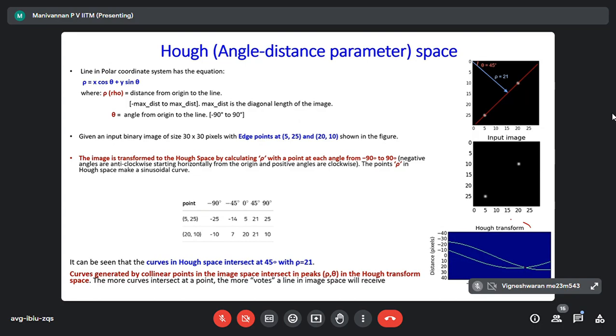They call it Hough transform, Hough space. You see here, it is intercepting at 45 degrees. Okay. So curves generated by collinear points in image space intersect at rho, theta in the Hough transform. Correct? So the curve intercept point has more votes, as a line will receive if you pass through that.